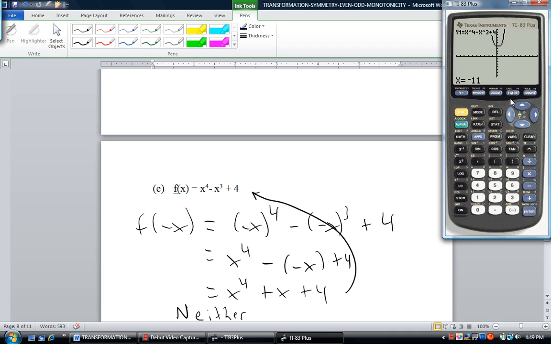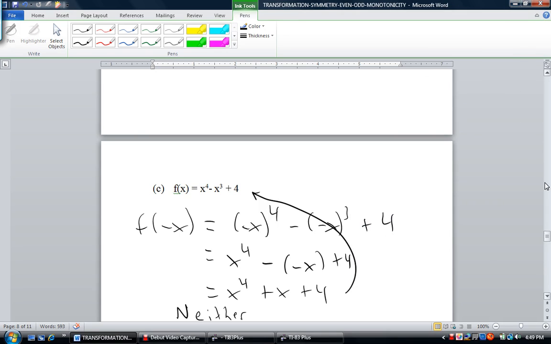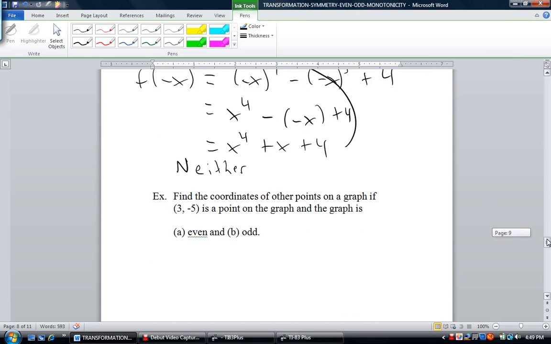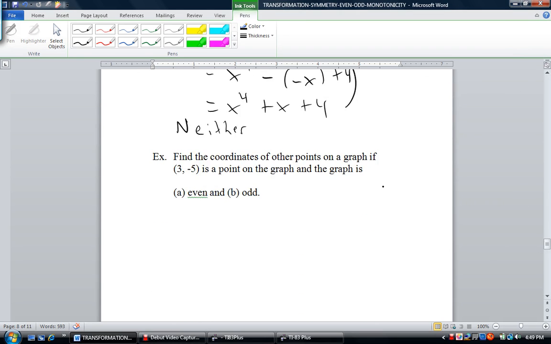Let me do this one again. It's messing me up. 1, enter, gives us 4. Negative 1, enter, gives us 6. I didn't even get the same value. I don't have to do anything else. I know it's neither. What do you think about that? Little tricks, which you may only get from me. Who knows?